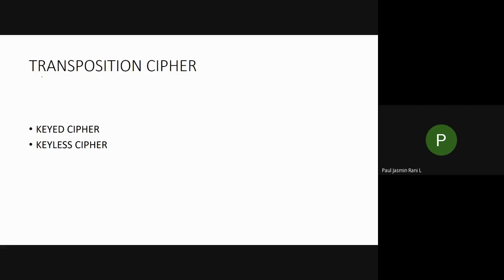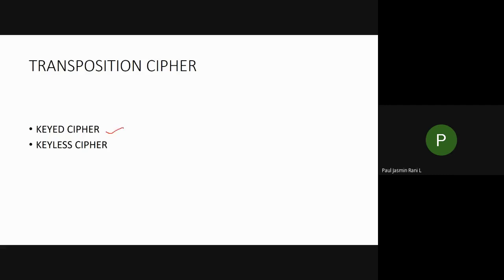That is, in the place of one alphabet we have substituted another alphabet. So transposition cipher means you are going to change the position. Okay, so let us see what are the two methods. In your transposition cipher you have two methods. One is a keyed cipher, the other one is your keyless cipher.